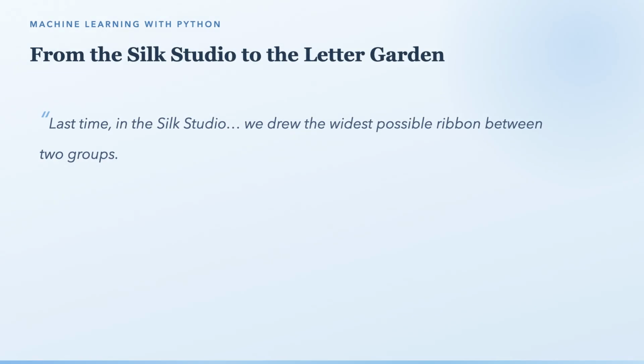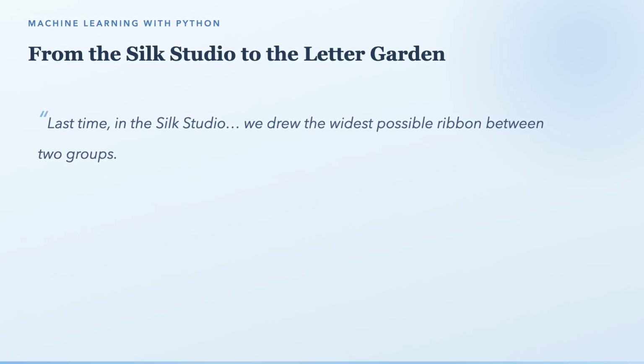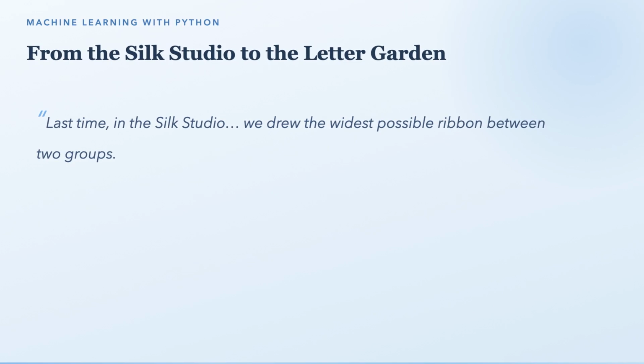Last time, in the Silk Studio, we drew the widest possible ribbon between two groups. Today, we step outside, down a cobblestone lane, into the letter garden. Every morning, the mail arrives here. Most letters are genuine, written by real people, about real things. But a few are not.